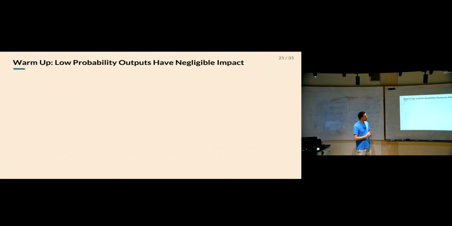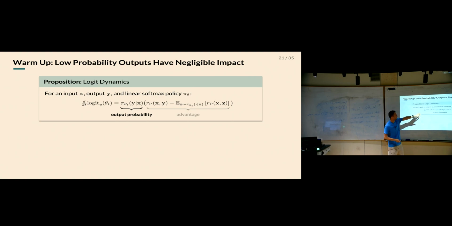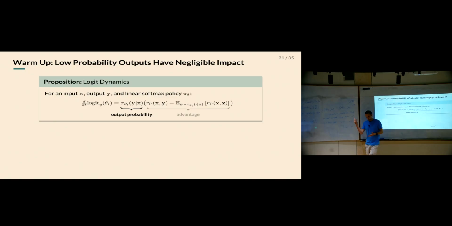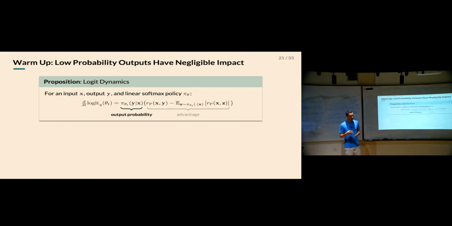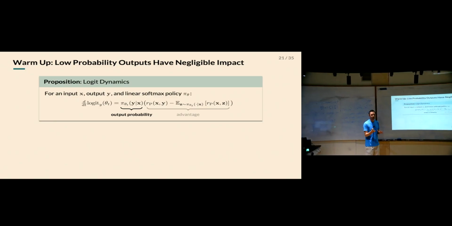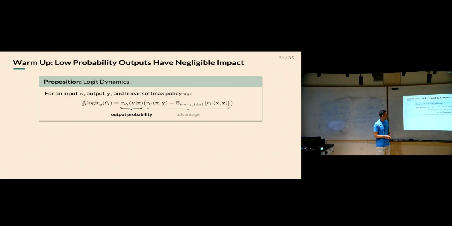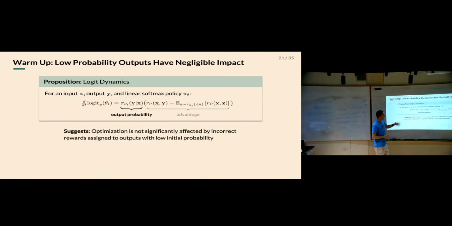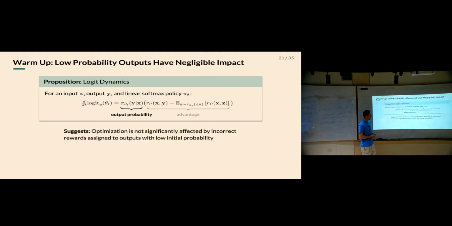Now, the second type of benign errors, which again is going to be quite intuitive, is that if we have outputs which have very low probability under the current policy, then it doesn't really matter which rewards we give them. Again, we can see this from the logit dynamics. If the probability of the output is low, then it will evolve very slowly, and it will also affect other outputs very minimally. Because of that, if we make some mistake on an output which has low probability, we won't really pay for it.